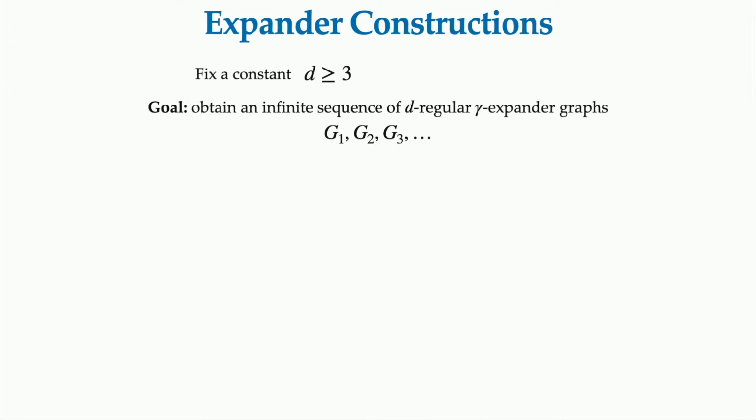Okay, so now maybe let's try to state the problem that there's a long line of literature that attacks in many ways. So we're going to fix a constant, d, which is at least 3. And the goal is then to obtain an infinite sequence of d-regular graphs, maybe one for each choice for the number of vertices, such that each graph in the sequence is a gamma expander. And now you don't want gamma to depend on n, where n is the number of vertices of the graph G_n in the sequence.